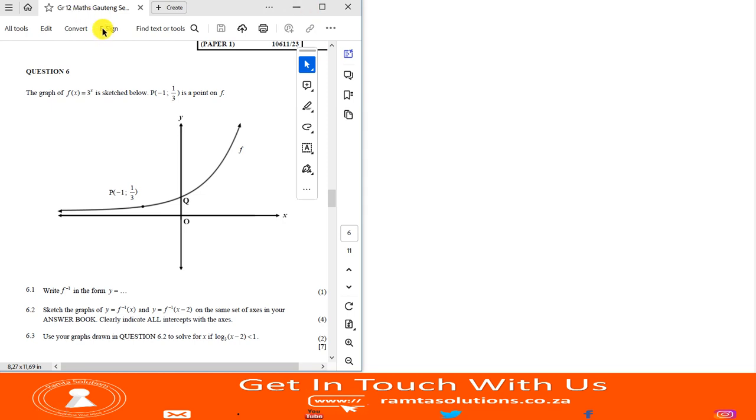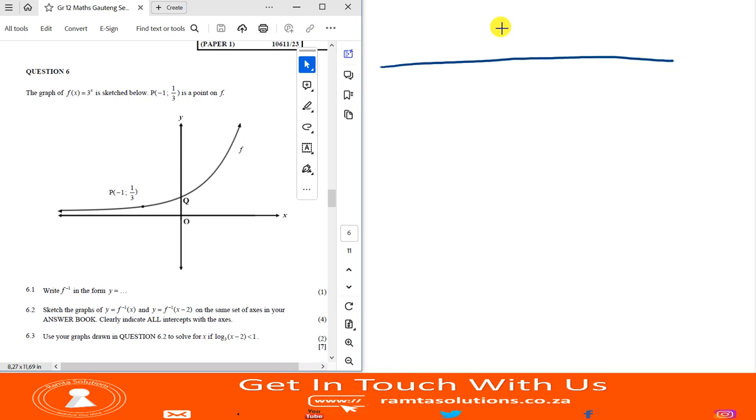Now, sketch. They say sketch f inverse and f inverse shifted by 2 units to the right. I think this is 2 units to the right. On the same set of axes in your answer book. Clearly indicate all intercepts.